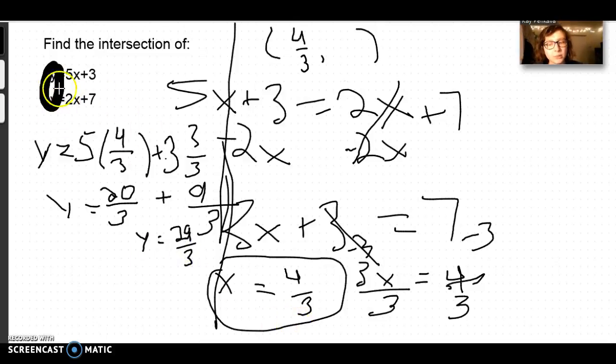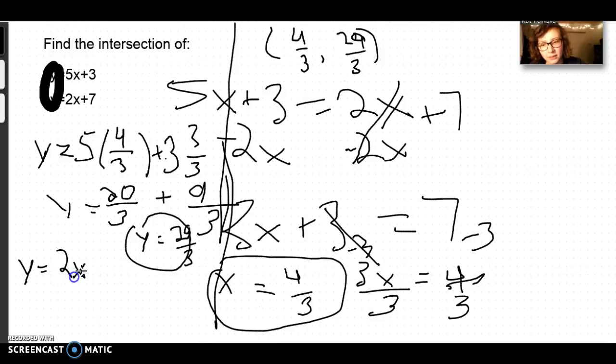From the second equation, we're going to check it just to make sure that it also has 29/3, because if it has 29/3, then we found the intersection. Okay? So y equals 2x plus 7 is the second equation. So we're going to plug in the 4/3 as x. Now 2 times 4 is 8. So we have 8/3 equals y plus 7.